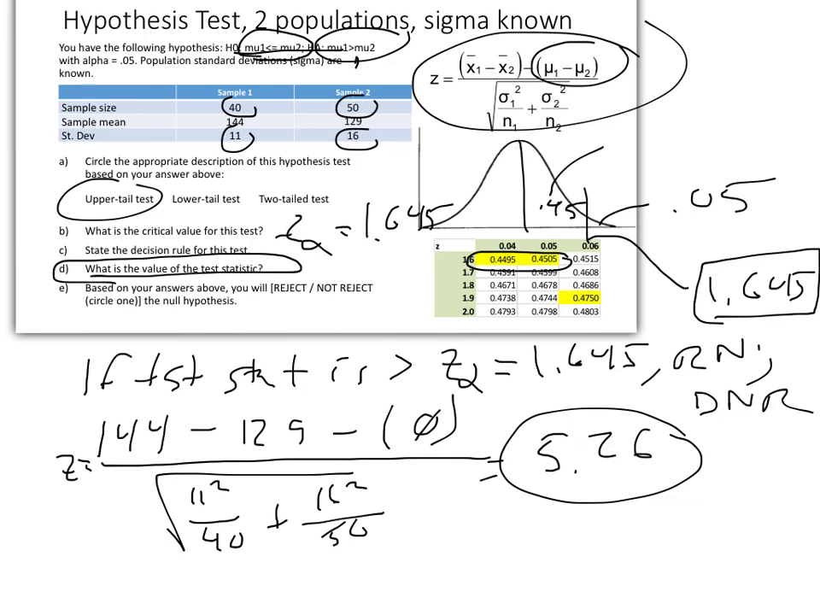So that is kind of off the charts, right, out here in the rejection region. Therefore, we will reject the null and say that mu1 is greater than mu2. All right, so there's a difference between these two populations.